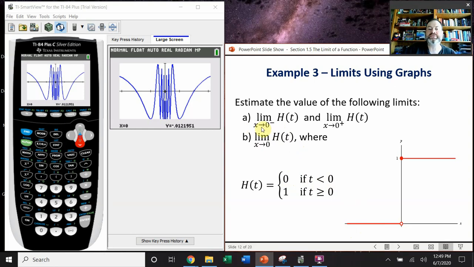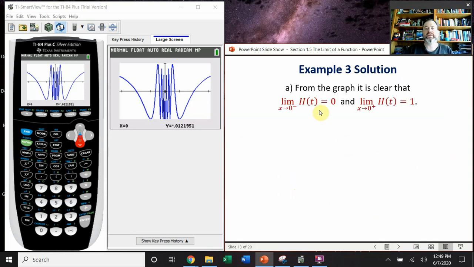So as we come in from the left, when t is negative, the y-coordinate is 0. So the limit is 0, right? Because it's getting closer and closer to 0. As t gets closer and closer to 0, the y-coordinate, even though it's already 0, it's as close as it can get, but it's not changing, right? So that limit is, in fact, 0 coming in from the left. And from the right, it's just 1. So it's coming in from the right, which makes it 1. Right? And that's what we put here.